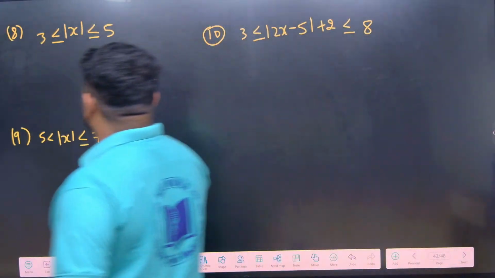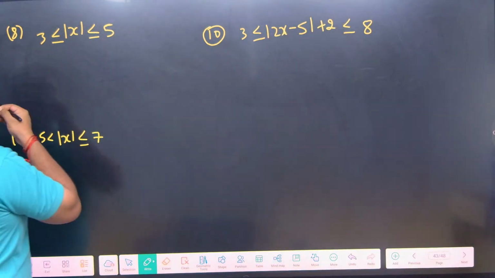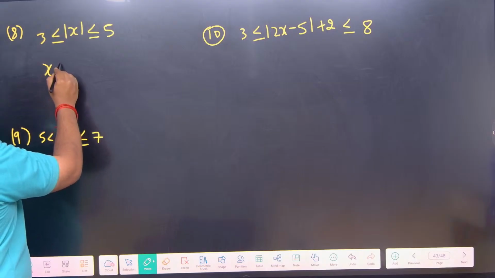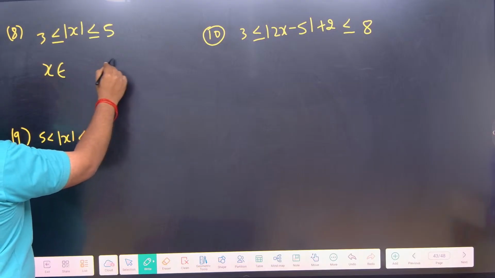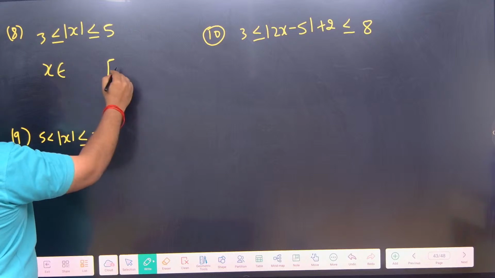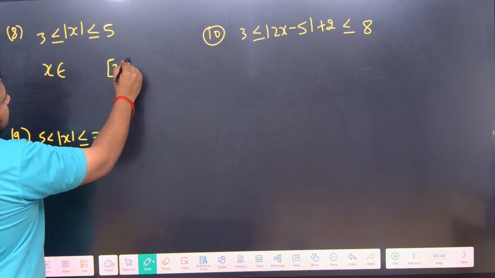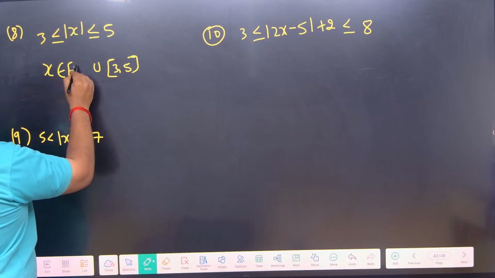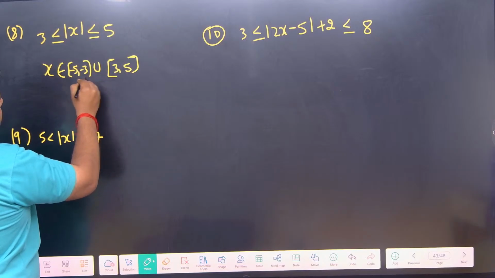So x belongs to the closed interval 3 comma 5. Here a union will be there. This will flip, so minus 5 comma minus 3. I can write it like that.